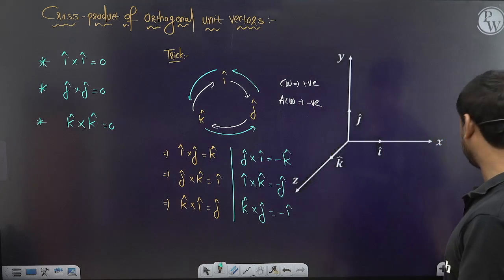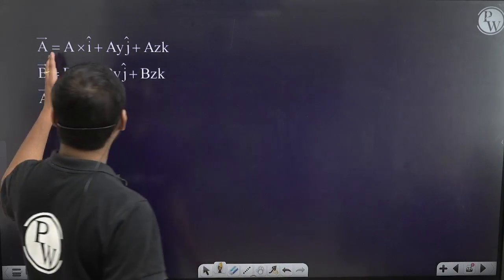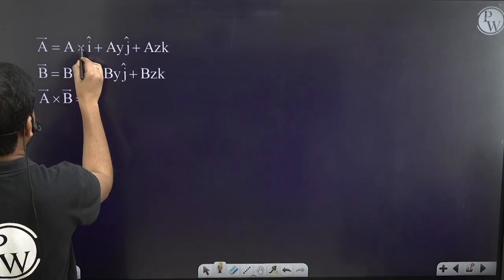So if there are two vectors, let's suppose the vector A is ax I cap. This is the ax here.